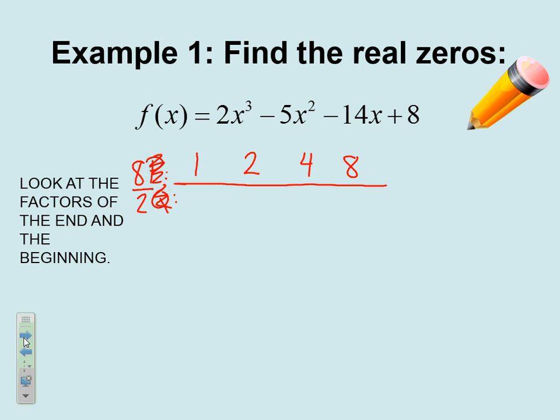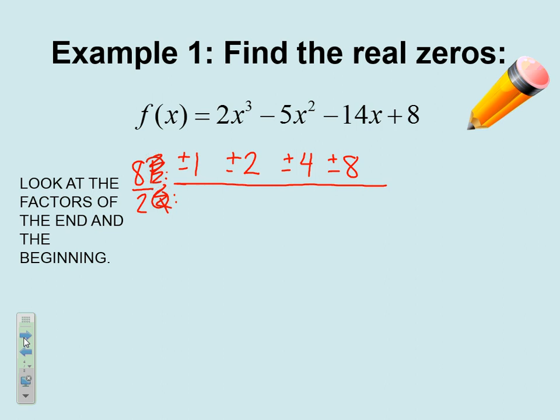Now remember, you can have positive numbers that multiply to make a positive 8. You can also have negative numbers. Two negatives will multiply to make a positive 8. So in front of each of these, I'm going to put plus or minus, because we could have negative 2 times negative 4, negative 1 times negative 8. Those are all ways that we can multiply to make 8.